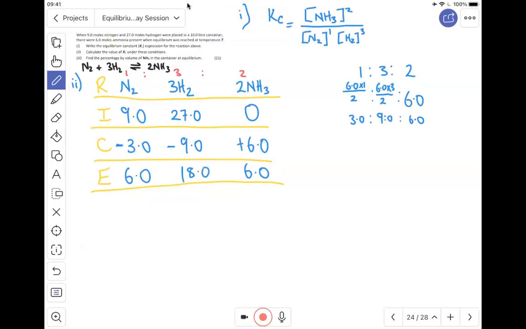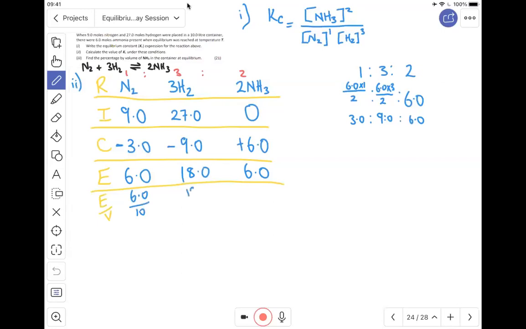But let's go back and take a look at the question. The question tells us up here that this is for a 10-liter container. We want our equilibrium concentrations, and the square brackets mean moles per liter. So we need to divide each of these by 10. I'm going to add another row onto the bottom of my table, E over V. You need to divide each of these by 10 because it is a 10-liter container. We're dividing by 10 because we want to get the number of moles present in 1 liter.